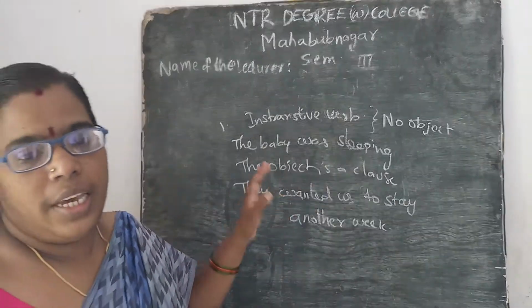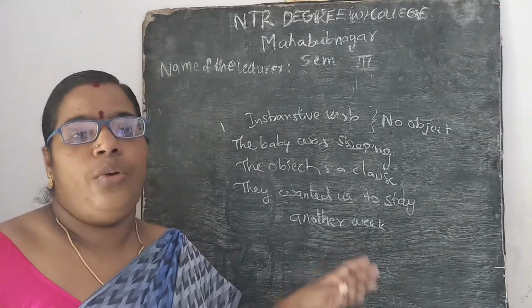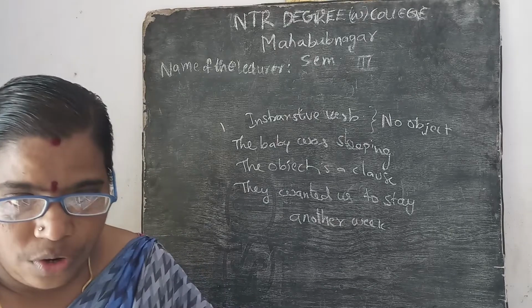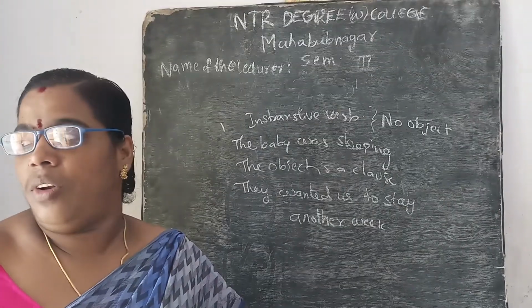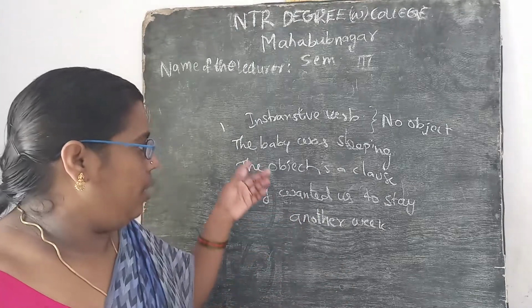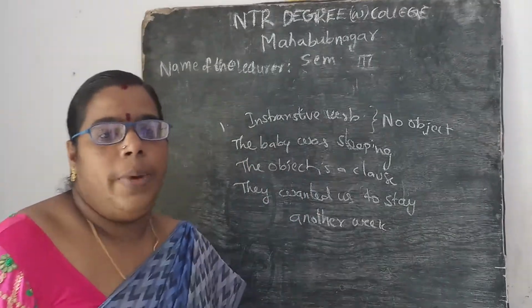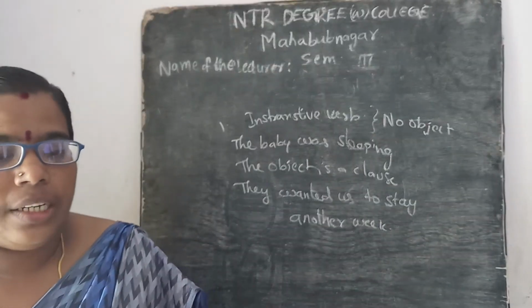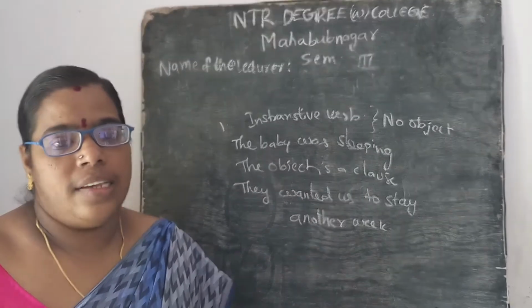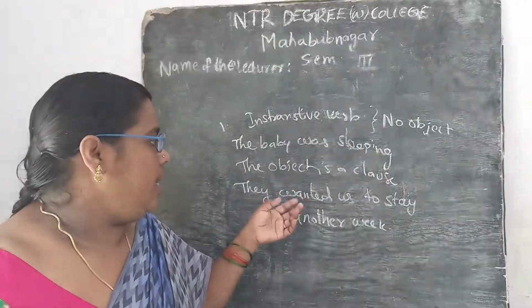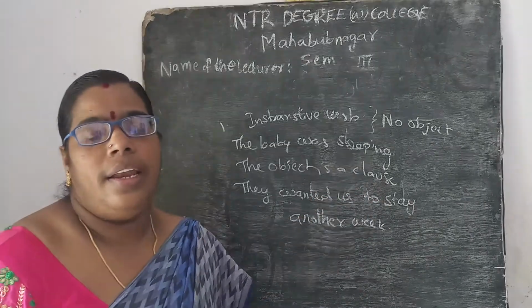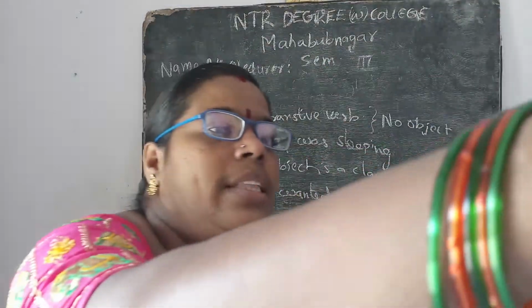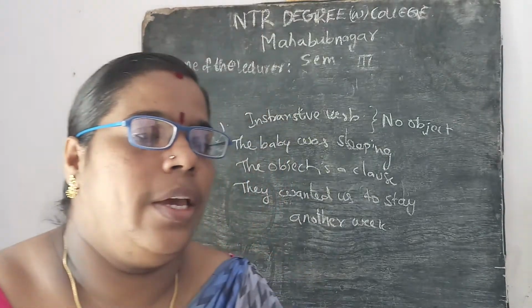So what can we say here? Passive voice cannot be used when you are observing an intransitive verb, which does not have any object. In that, you can see the example, the baby was sleeping. No object is there. Then the object is a class when the example is taken, they wanted us to stay another week. So that is the thing which you are going to identify, where these passive words are being used.